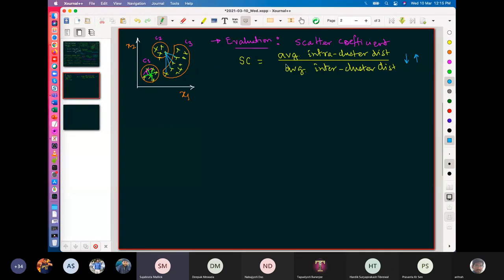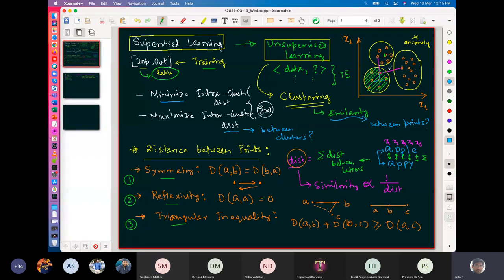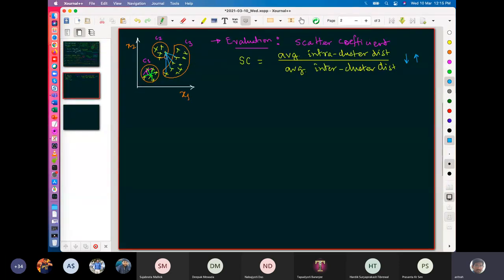Less. Less is good. Yes, because our principle was to minimize intra-cluster distances and maximize the distances among the clusters. So the numerator we are trying to minimize, and the denominator we are trying to maximize by a good clustering algorithm. So obviously we would be happy if we get this. This is not desirable, right?